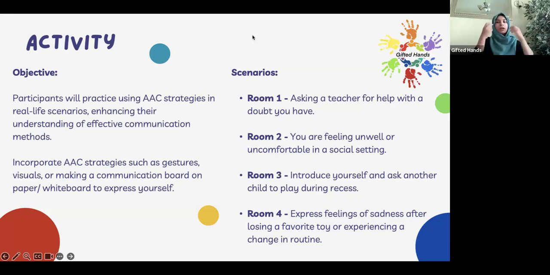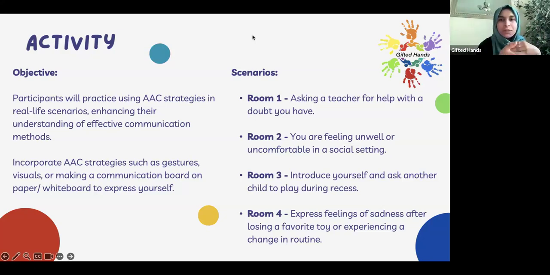Yeah. True. Right. Okay. So all have given good strategies that you will be using with the child. So room one, asking a teacher for help with a doubt you have. This scenario, helping a child out with this scenario, right? It fosters independence and confidence. The child may be non-verbal, but you are able to foster independence and confidence in the child. That's the benefit for those who participated in room one, who were able to express ideas in room one. This is what you are able to implement in daily life.